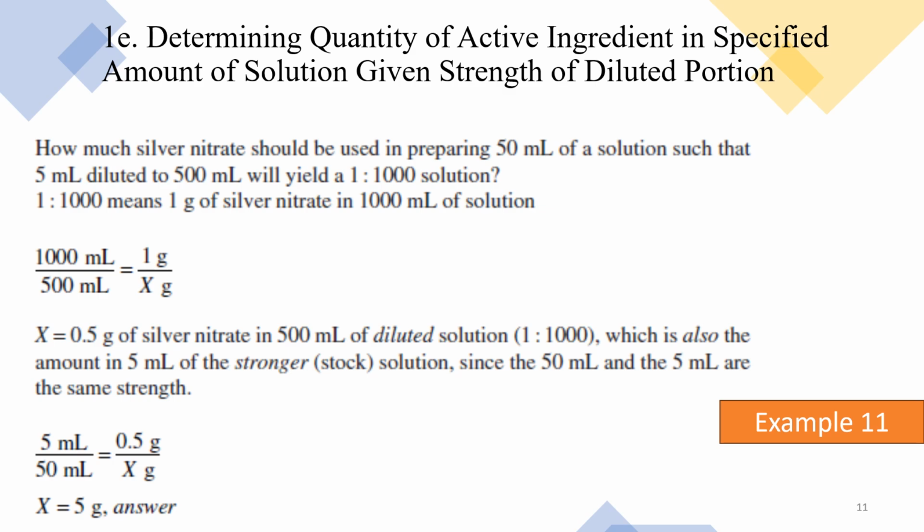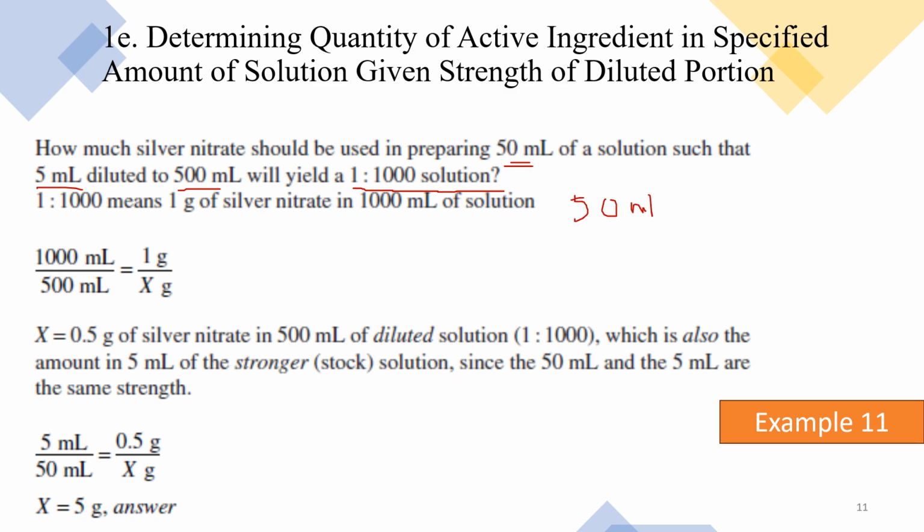This is the fifth subsection under the first learning objective, where the question wants you to determine the quantity of the active ingredient in a specific amount of solution, given the strength of the diluted portions. The question asks how much of the silver nitrate should be used to prepare 50 ml of the solution, such that 5 ml diluted to 500 ml will produce a 1 to 1000 ratio solution.